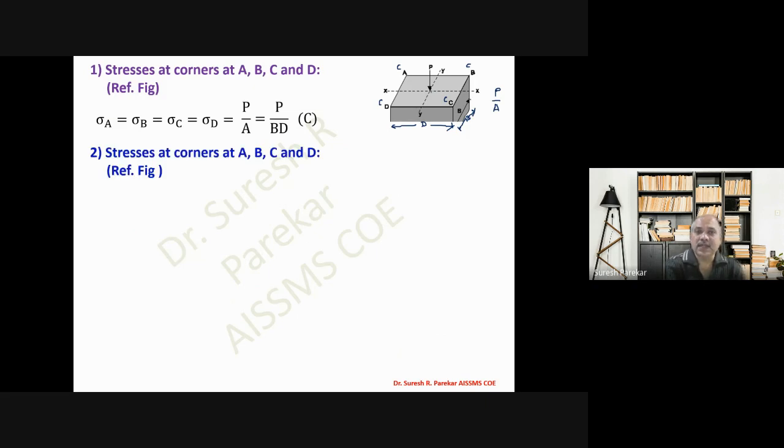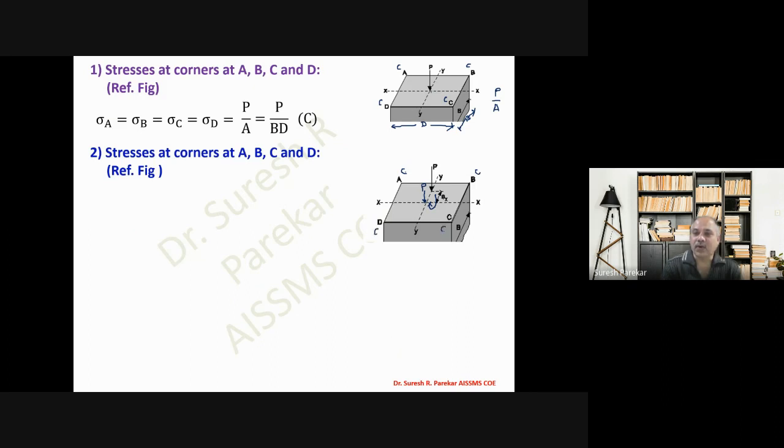So now we have stresses at corners A, B, C, D, refer to the figure. Due to P, now you have two loads. One acts at P, and the second is a moment about the X axis. This is the equivalent load. Due to P, we get compression stresses on all sides, so all are in compression.